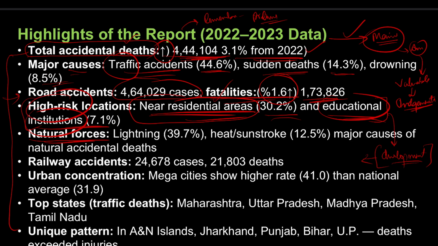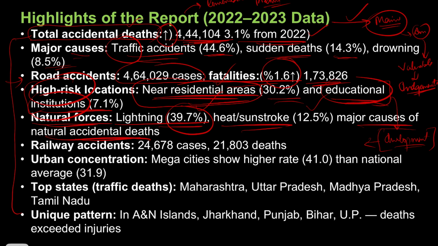Moving on, with respect to natural forces, lightning is one of the highest reasons why people are suffering, with 39.7% of people having died because of lightning. Then heat and sunstroke, which is 12.5%. These are the major causes of natural accidental deaths. Talking about railway accidents, the cases have been 24,678, of which 21,803 deaths have been found. That is also very concerning.